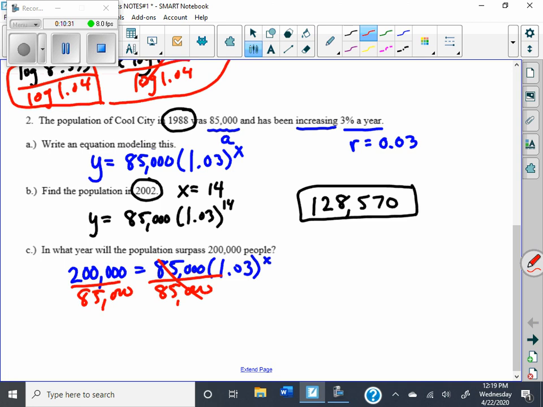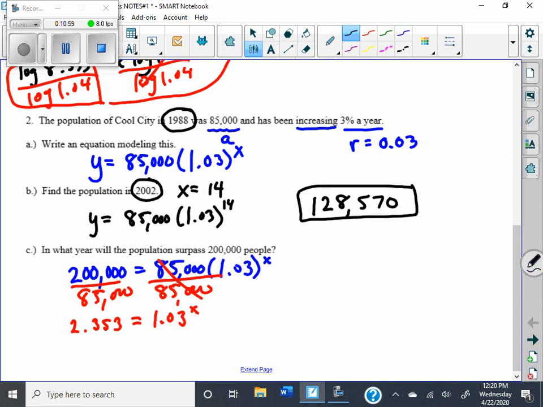All right, so let's go ahead and find out what that decimal is, just to clean it up a little bit. 200,000 divided by 85,000. All right, so 2.35. We'll go 3 decimal places again. 1.03 to the x power.